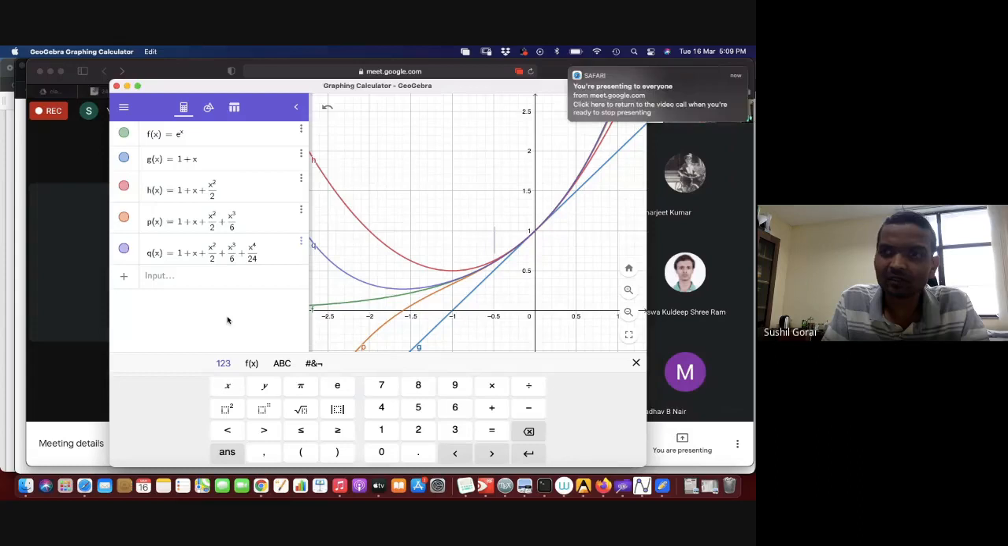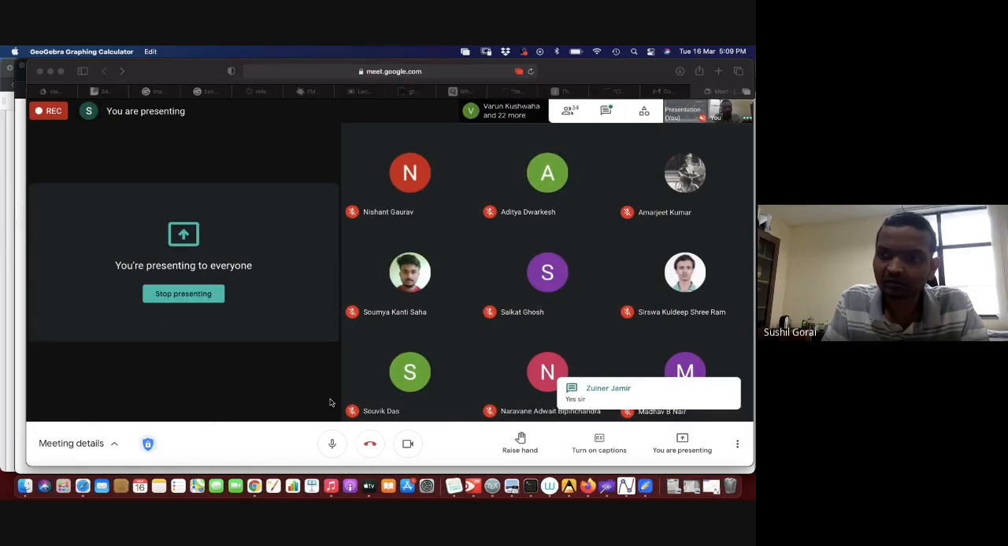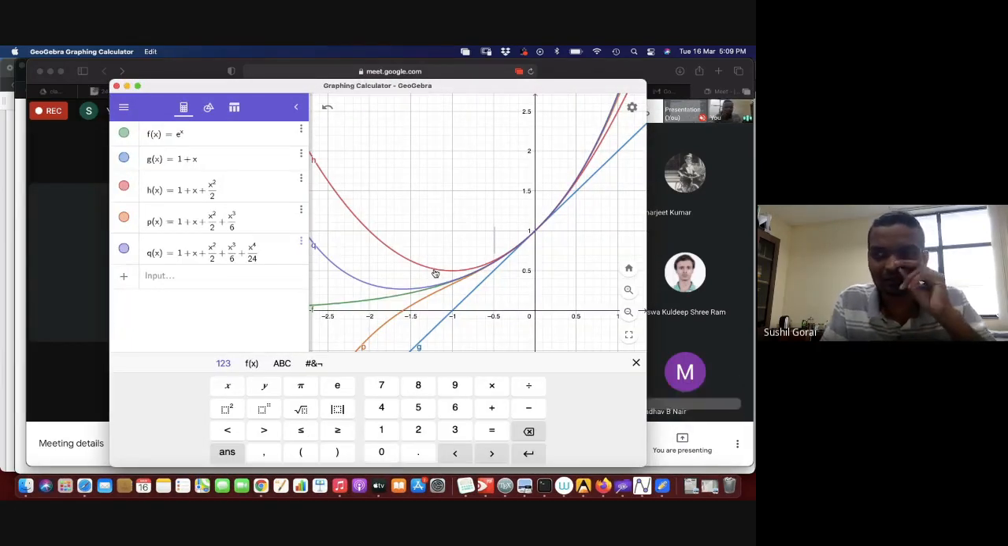Can you view my screen? Yeah, please say it, because I don't see the chats when I go into the different screen. All right, so let me remove this one.